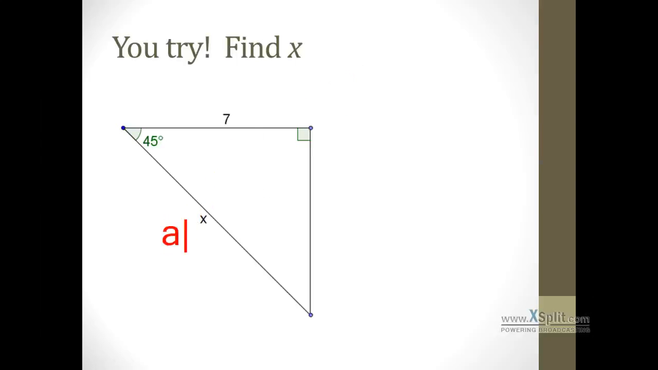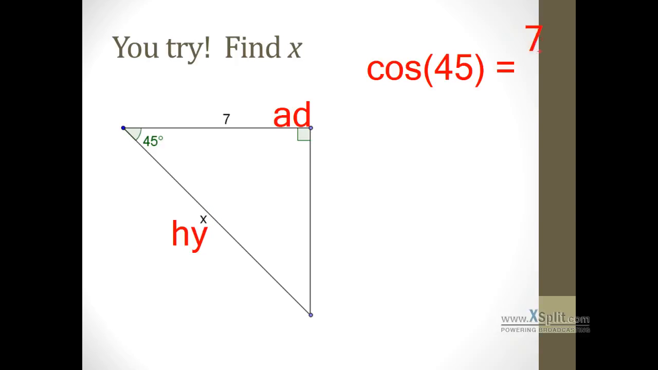We'll still use cosine because we have the adjacent up here and the hypotenuse. We'll still do cosine 45. This time, adjacent over hypotenuse, we have a 7 over an x. I know cosine 45 is root 2 over 2, which equals the 7 over x.